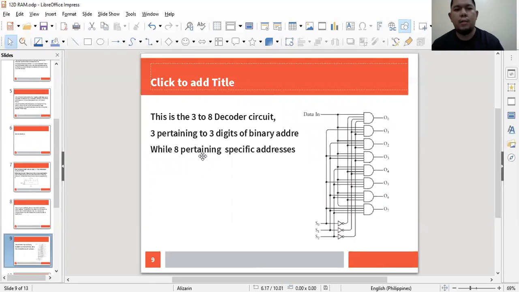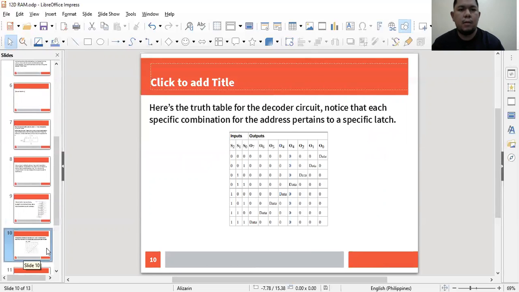This is the 3 to 8 decoder circuit. 3 pertaining to 3 digits of binary address, while 8 pertaining to the specific number of latches to be inputted into, right? Here's the truth table for the decoder circuit. Notice that each specific combination for address pertains only to a single specific latch, right?